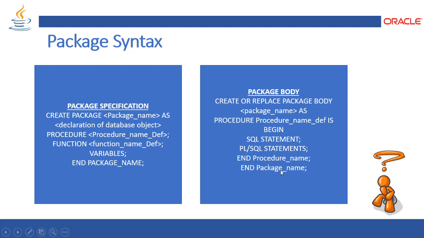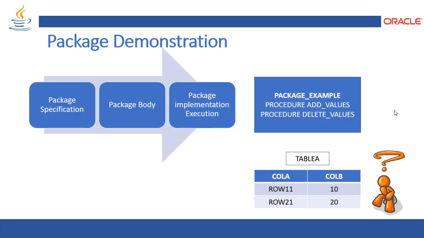So once the package specification and the package body are created and successfully implemented, the next step is the package implementation and execution. Now this is an example I have. First we learn package specification, then package body, and then we'll see the execution of the package. So the first step, we have to have a package created.